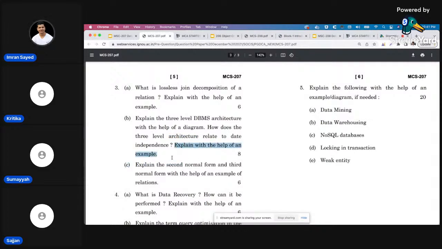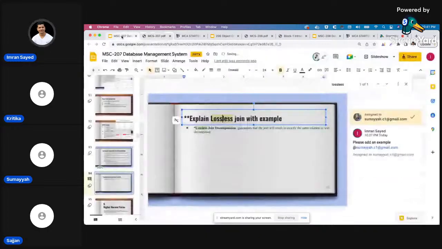Explain with the help of an example. So I don't know what example they mean. How does the three-level, okay, data independence is what it's talking about, right? Okay, yeah. Data independence means that a change on one level doesn't make any difference on the other levels. There are two types of data independence: one is physical data independence, and second is conceptual data independence. So I'll just take you through the slides now.